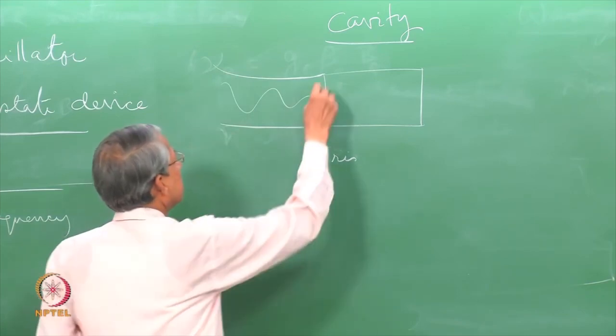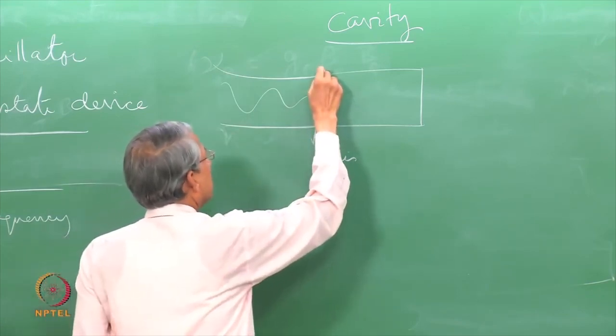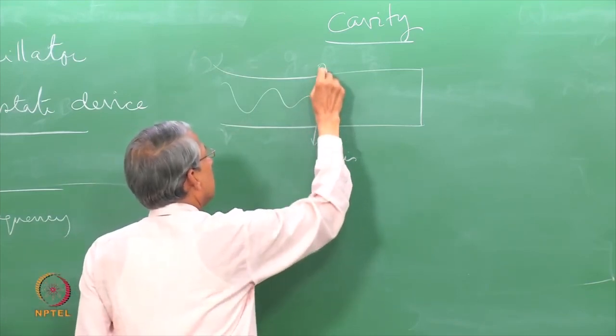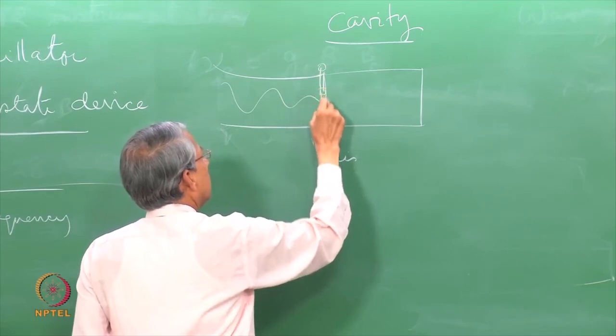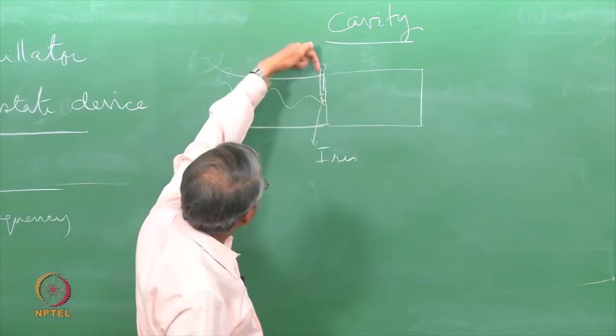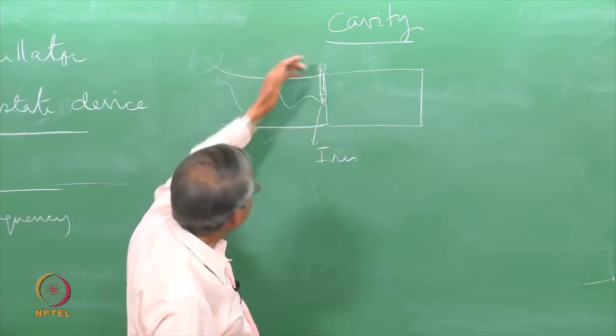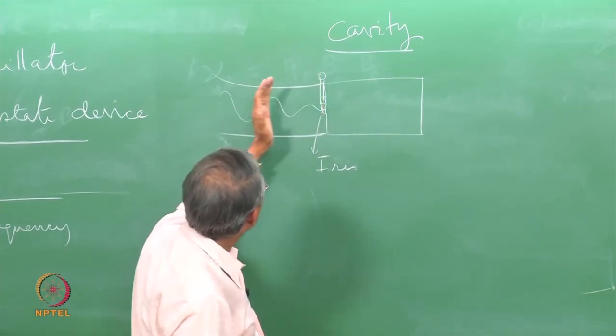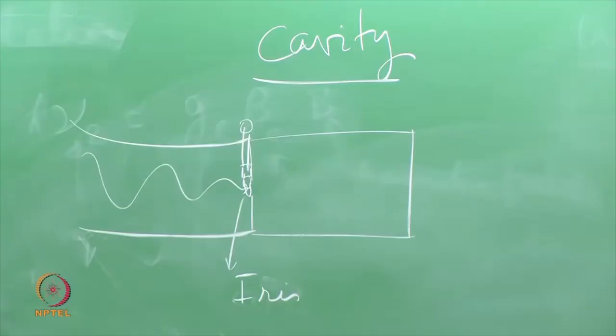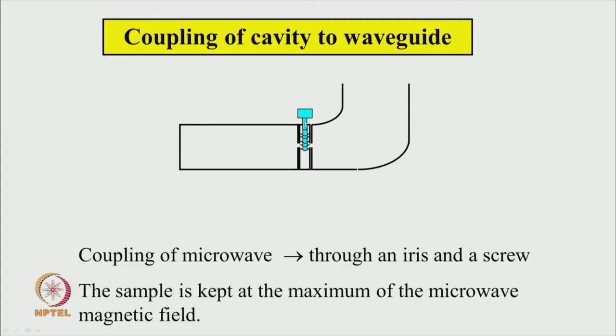And usually one uses a screw here. By inserting the screw at the appropriate depth, one can cause a proper matching of the microwave radiation to the cavity, as it is shown here. This green object is the screw, and you can see the hole through which the microwave can enter here.